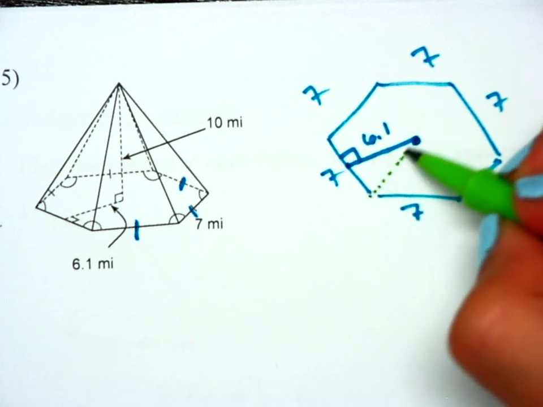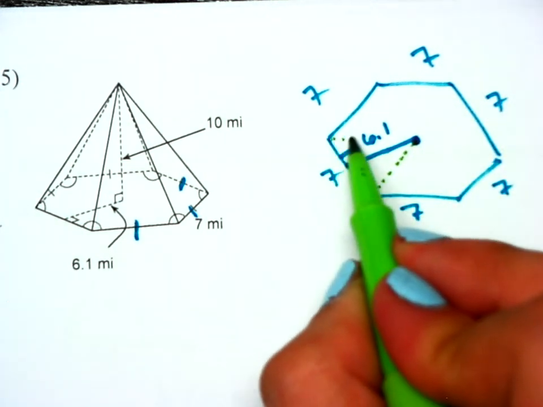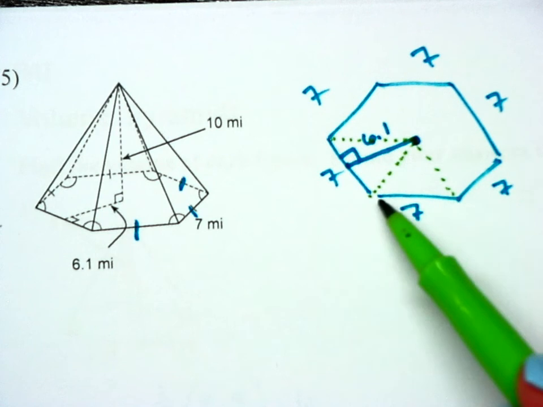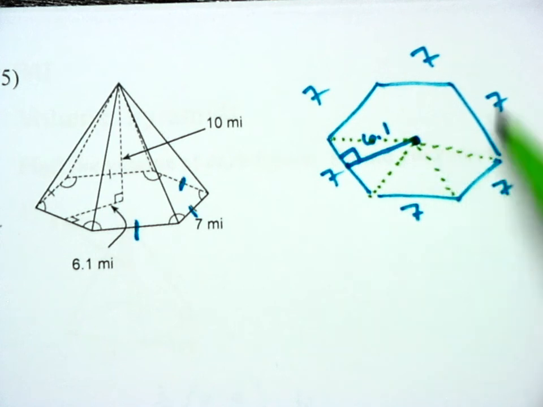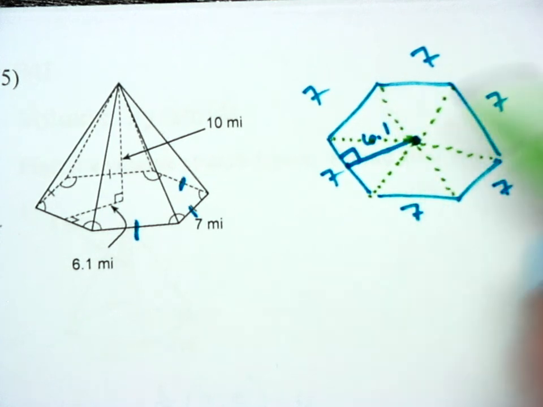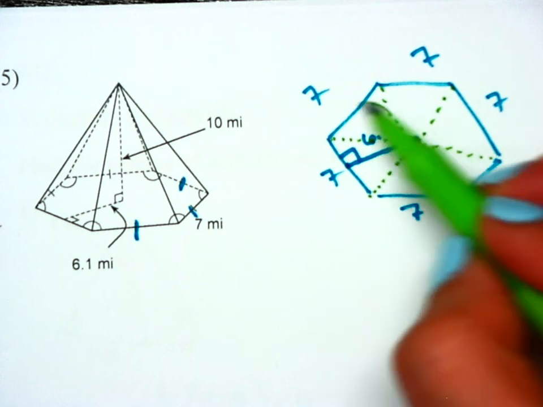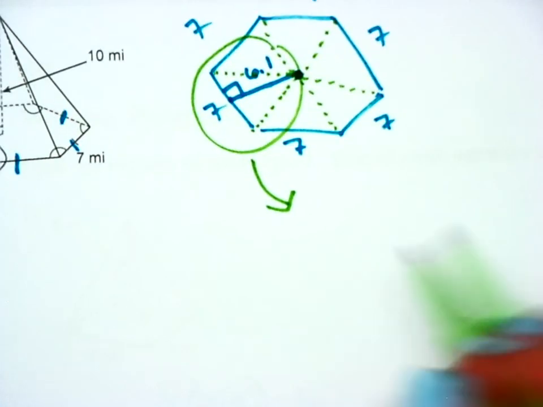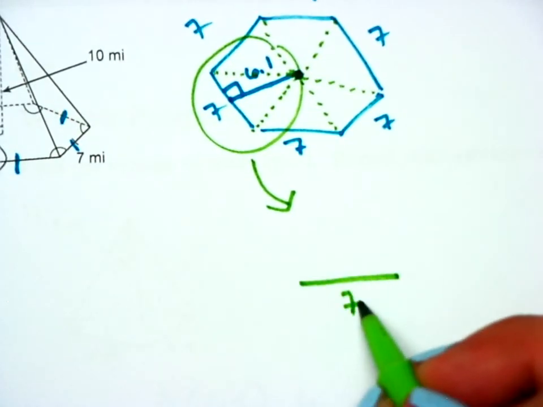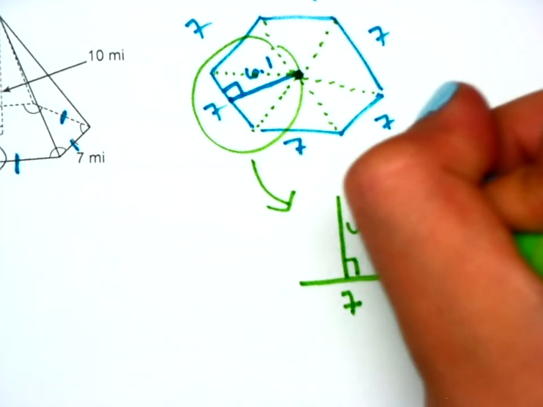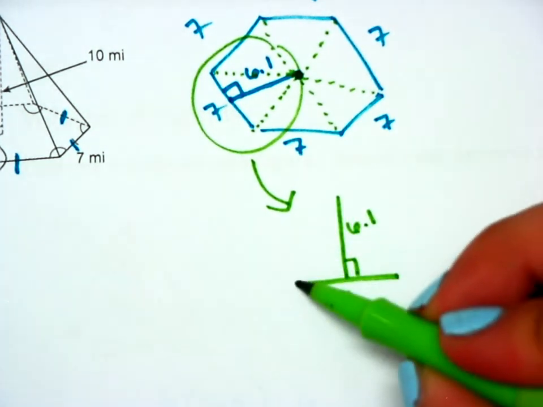So if I kind of bring this side in, and this side right here, all of these triangles will have a base of 7, right? And there's going to be 6. It's a hexagon. So let's find the area of 1. So I'm going to kind of circle this and bring it down. Let's find the area of this triangle. It's got a base of 7. It's got a height of 6.1, right? And then we don't know these sides, but that's okay.